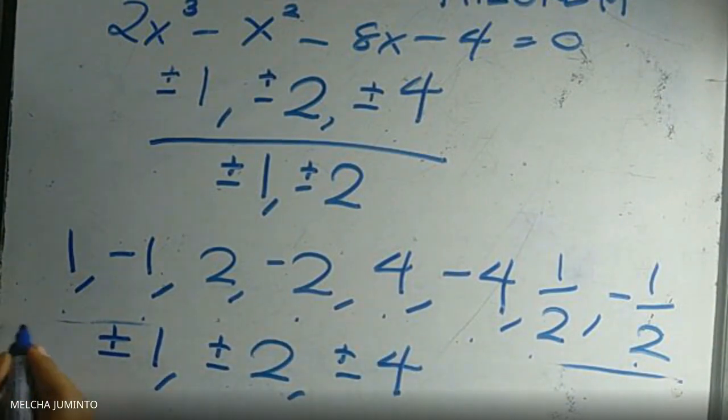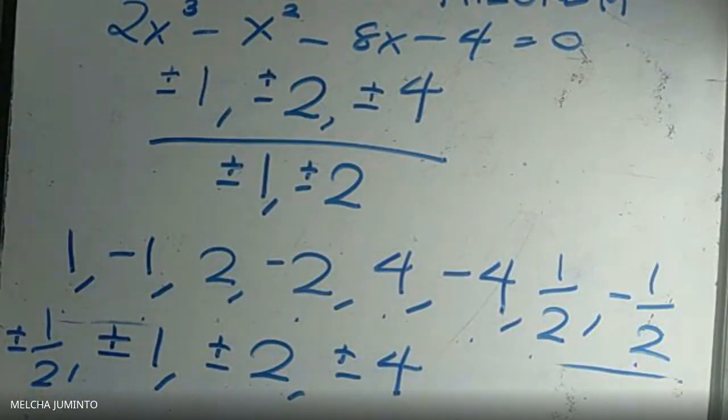Actually, 1 half should be written first if you want to arrange the factors from the least to the greatest. 1 half should come first. Positive and negative 1 half, positive and negative 1, positive and negative 2, positive and negative 4. Okay?